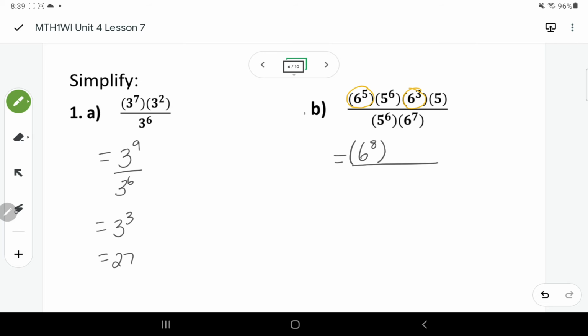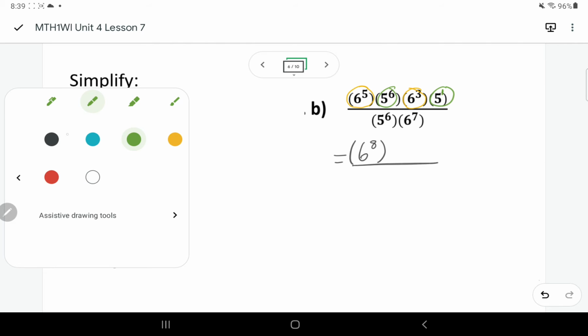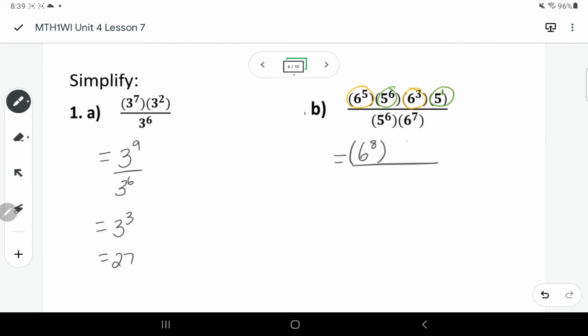I have another 2 things on the top that have a base of 5. Remember that this one has an exponent of 1 if there's no exponent showing. So now I have 5 to the exponent 7 when I add those up. Then 5 to the exponent 6 and 6 to the exponent 7.